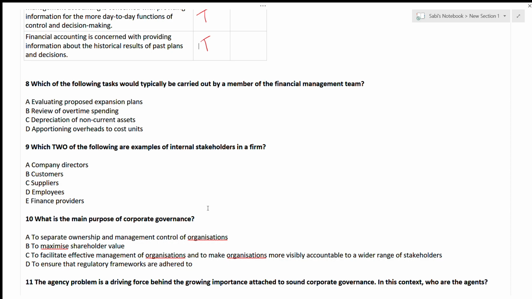A, evaluating proposed expansion plans. Yes, it looks like it is one of the tasks. B, review of overtime spending. No, this is the work of the management accountant. C, depreciation of non-current assets. No, it is the financial accountant. D, apportioning overhead to cost units. No, again this is management accountant. So A is the right answer.